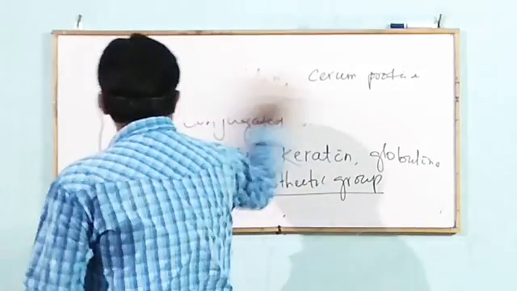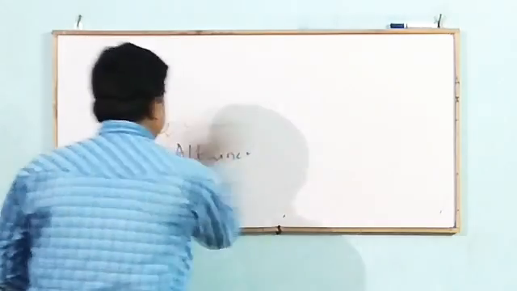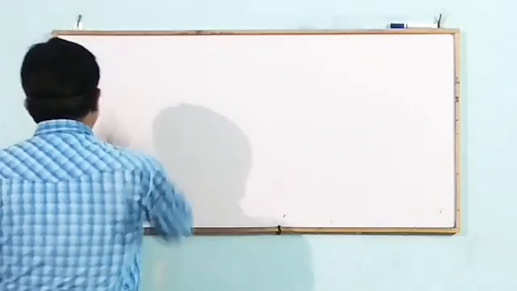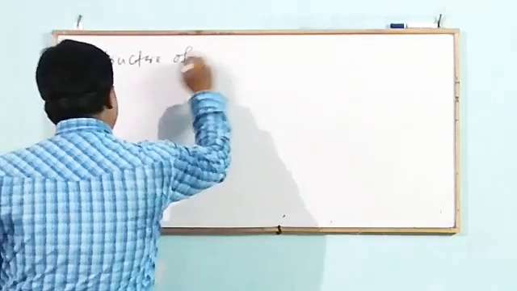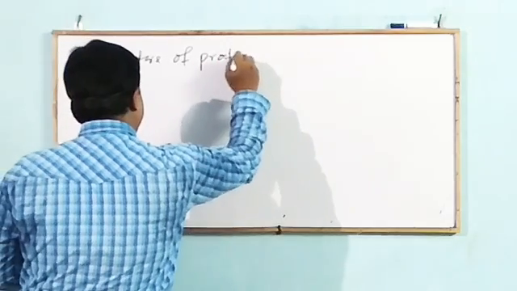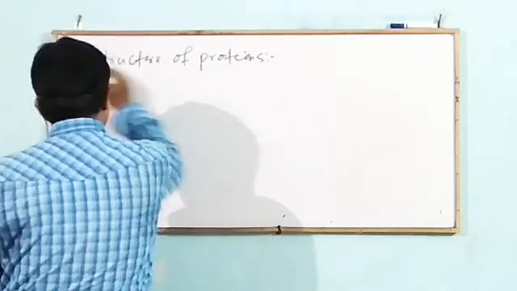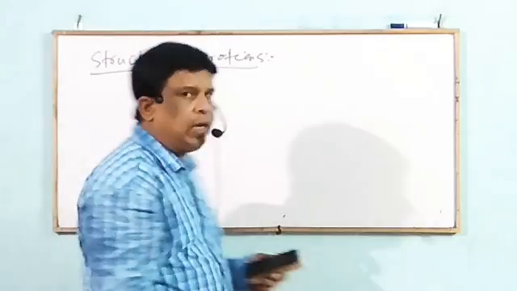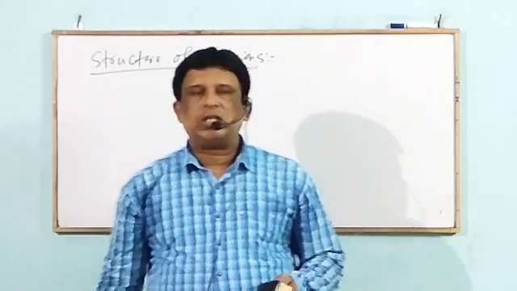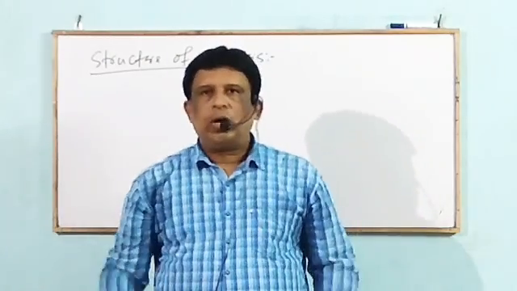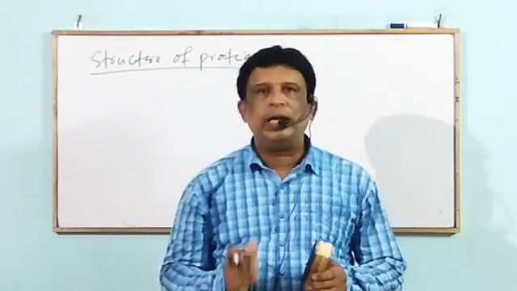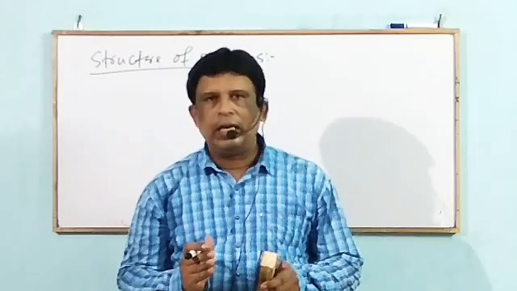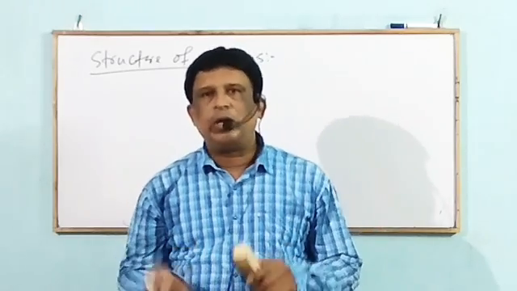Next we discuss the structure of protein. The actual structure of a protein, or the complete structure of a protein, is quite complex. Generally, it is classified into four different levels.